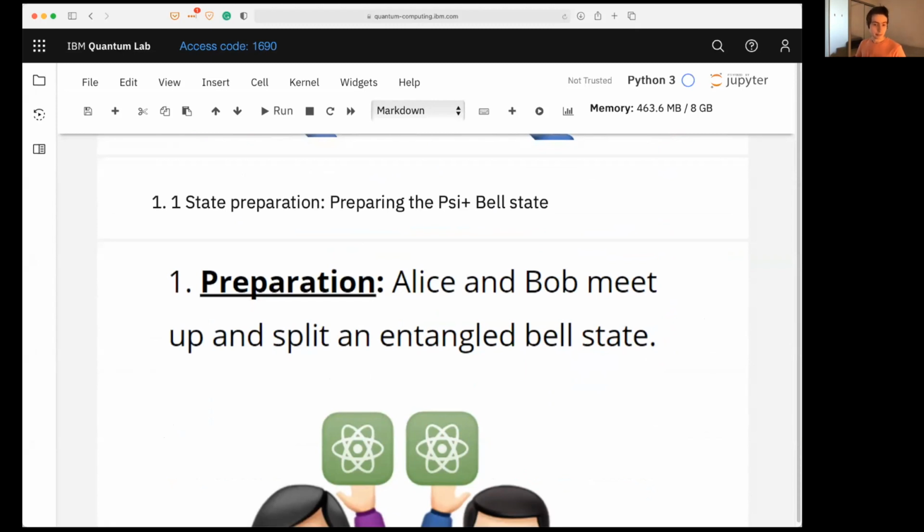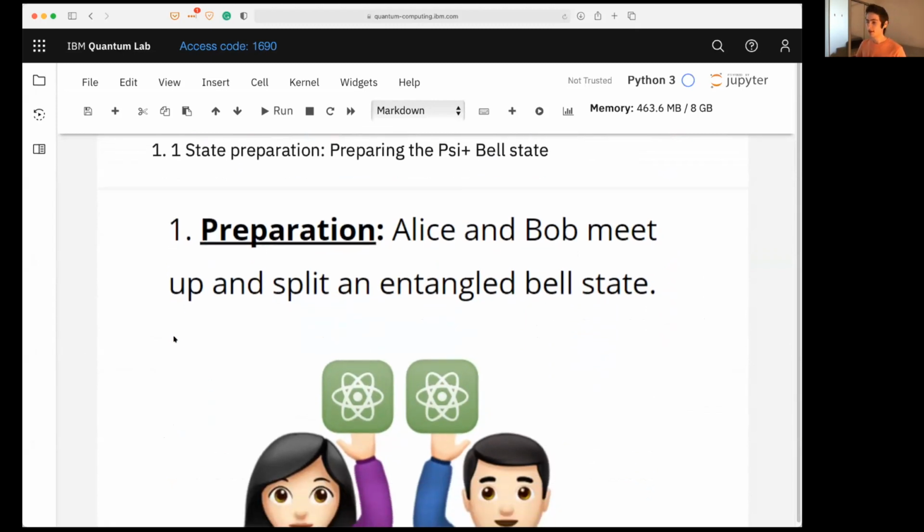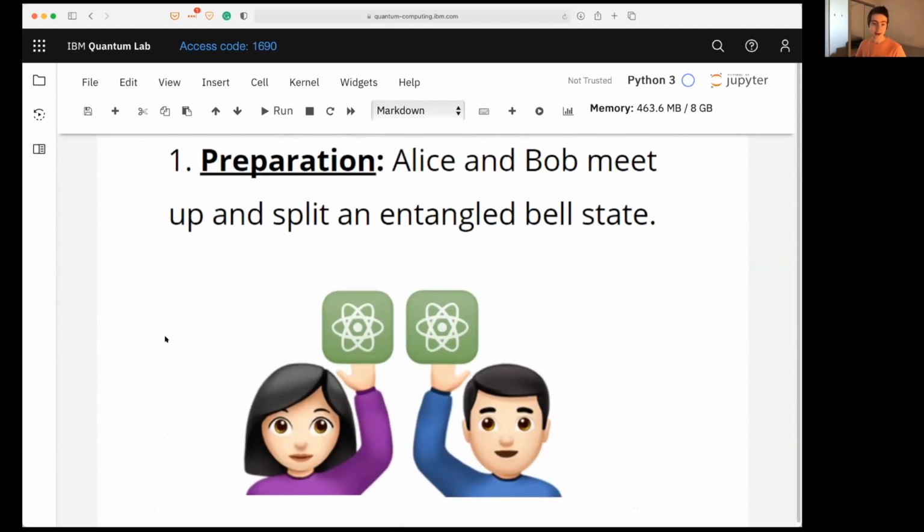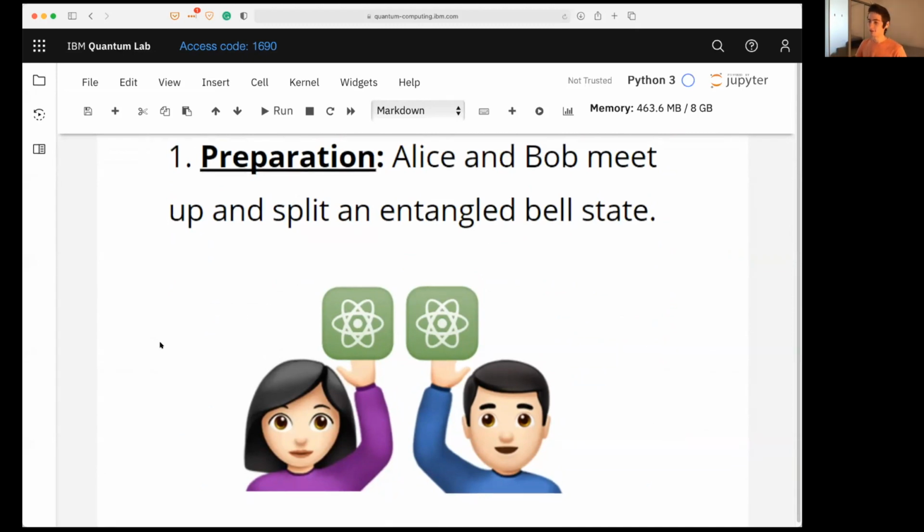Step 1 is preparation. Now, preparation we have seen before. This basically consists of creating the phi plus state. That's it. Alice and Bob are together. We don't have to worry about any sort of transmission or anything like that. We have both qubits, and we just want to prepare the phi plus state.